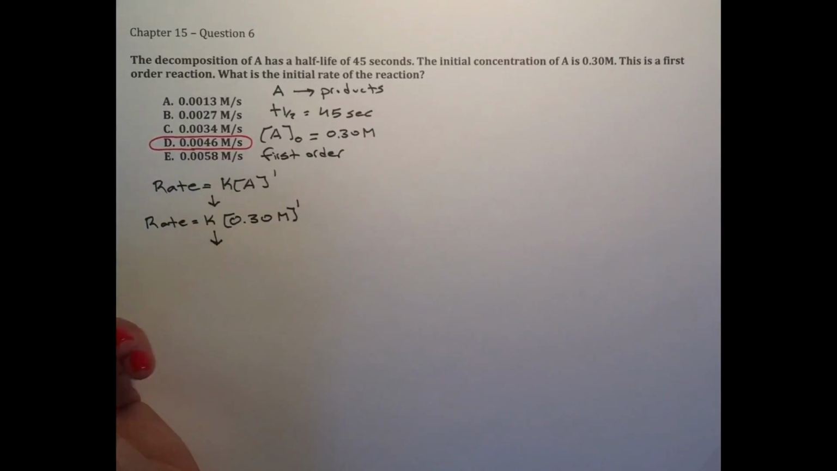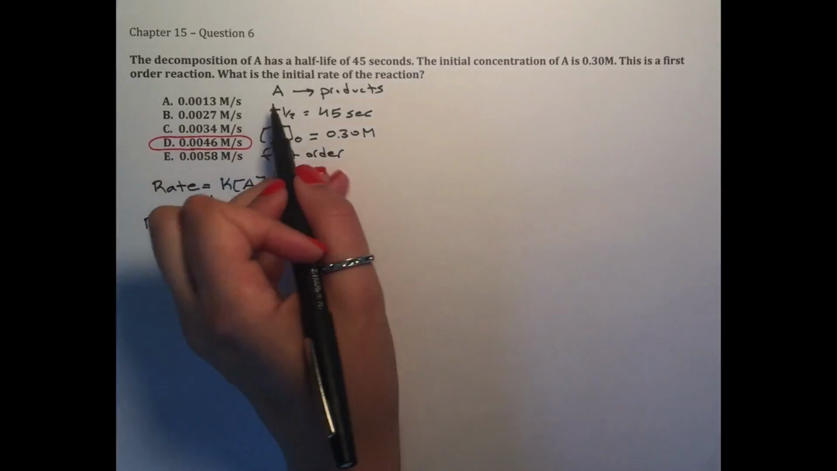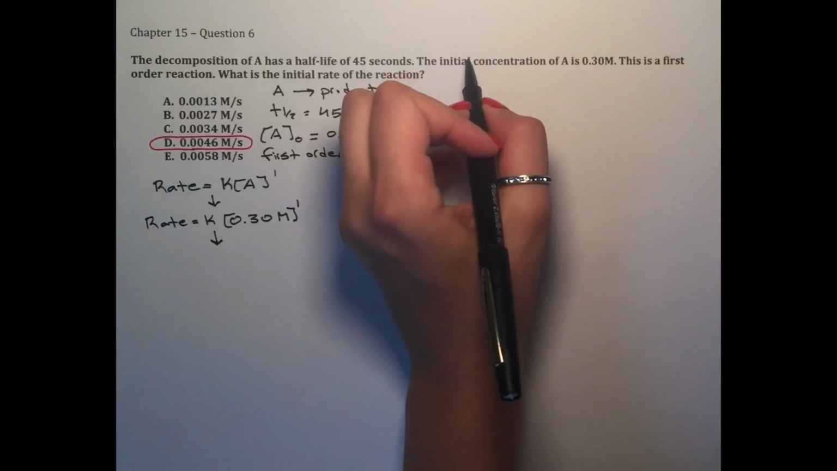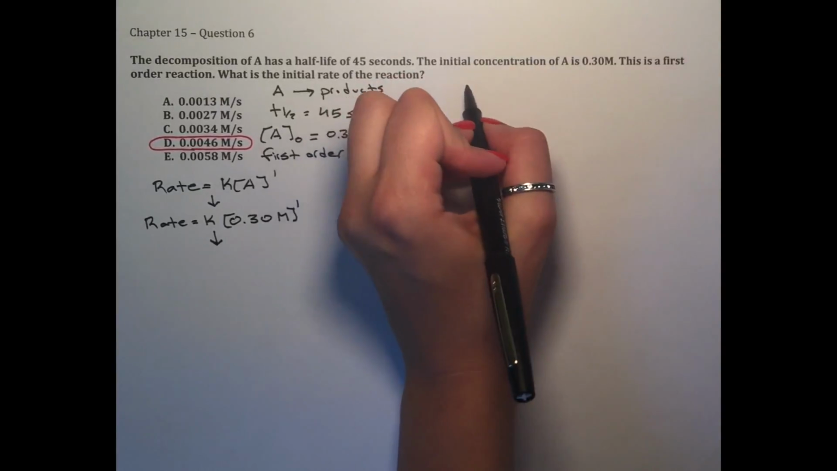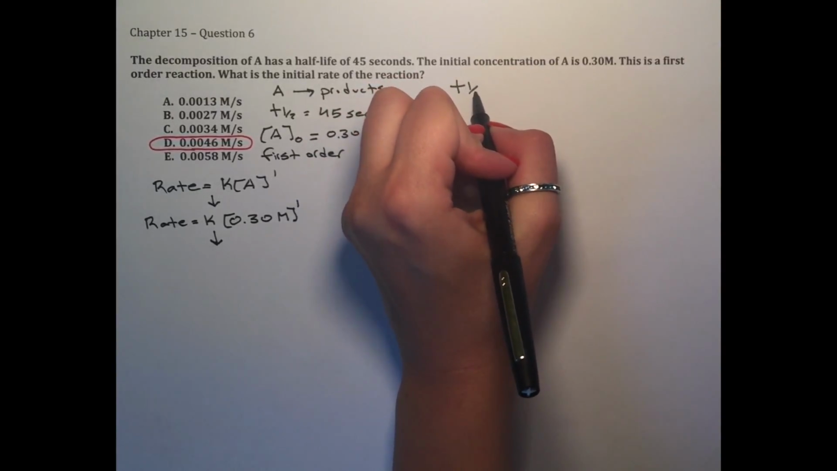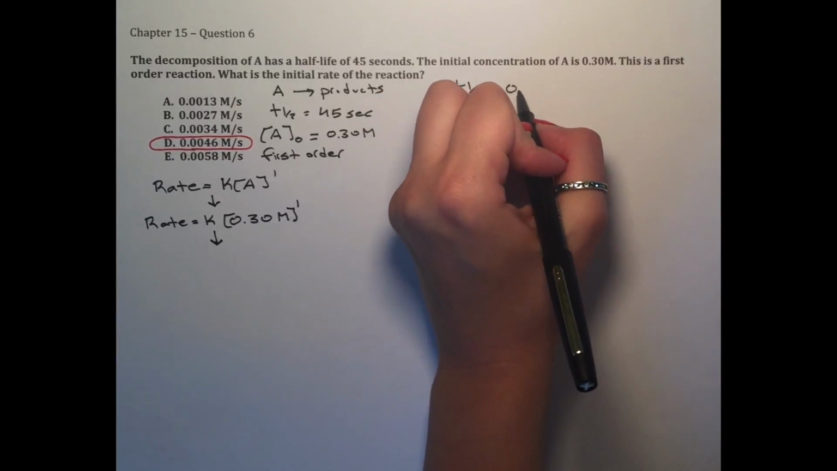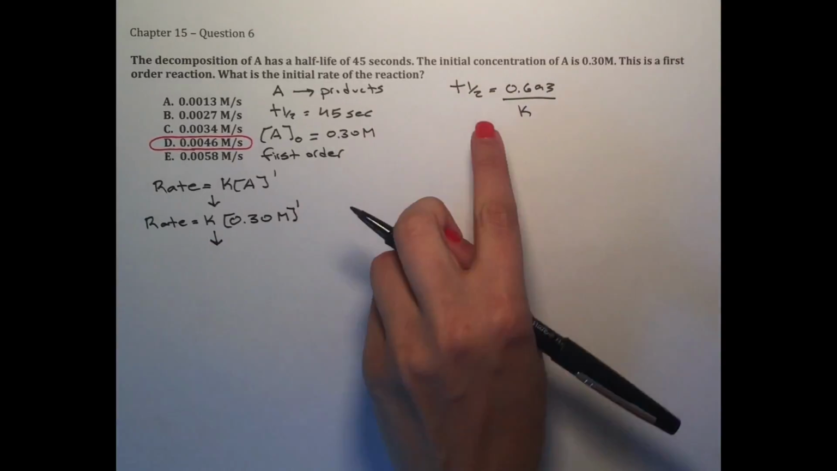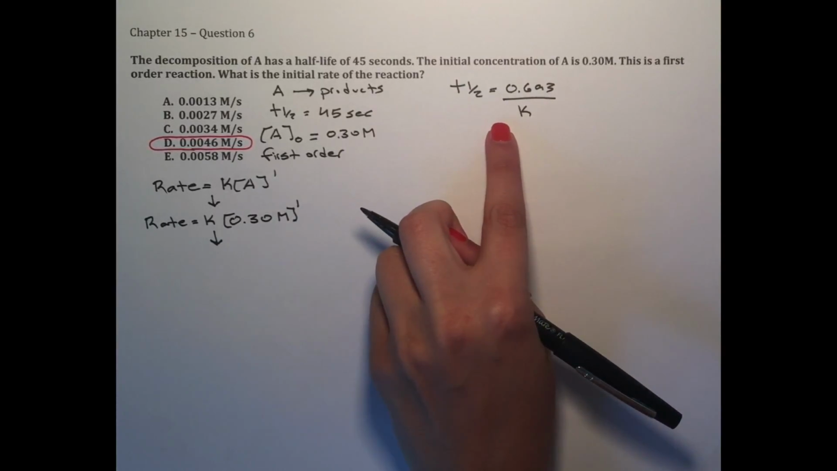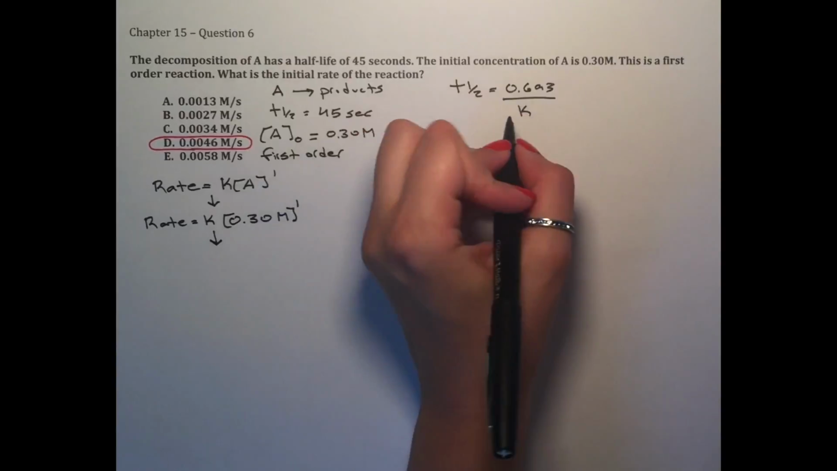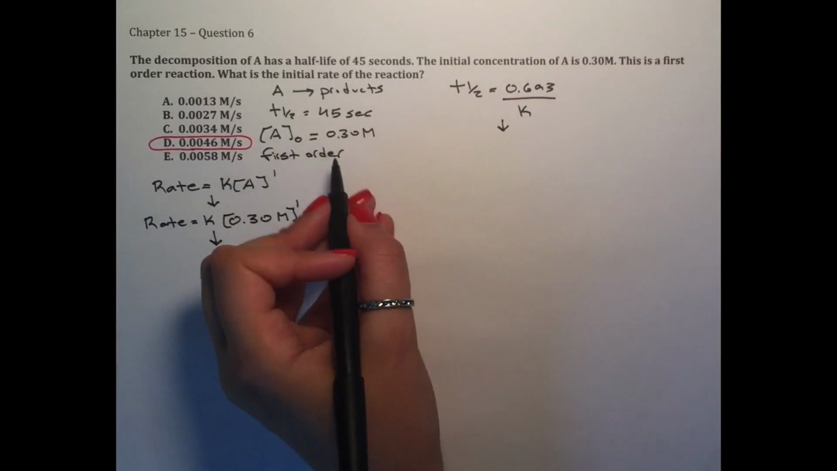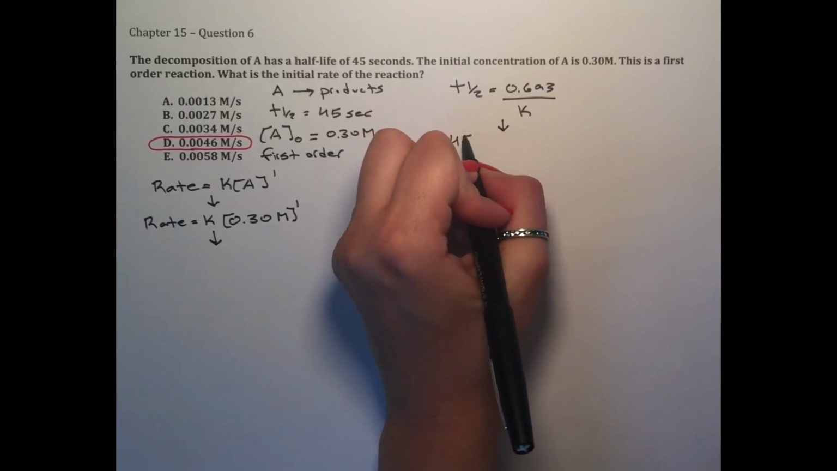Now we have to see if we can find k. So the only information that we've been given to find k is that T1/2 is 45 seconds. Now this is just something you need to memorize, but in a first order reaction, T1/2 is equal to 0.693 over k. This is not the same as a second or zeroth order reaction, so this is something that only applies to a first order reaction.